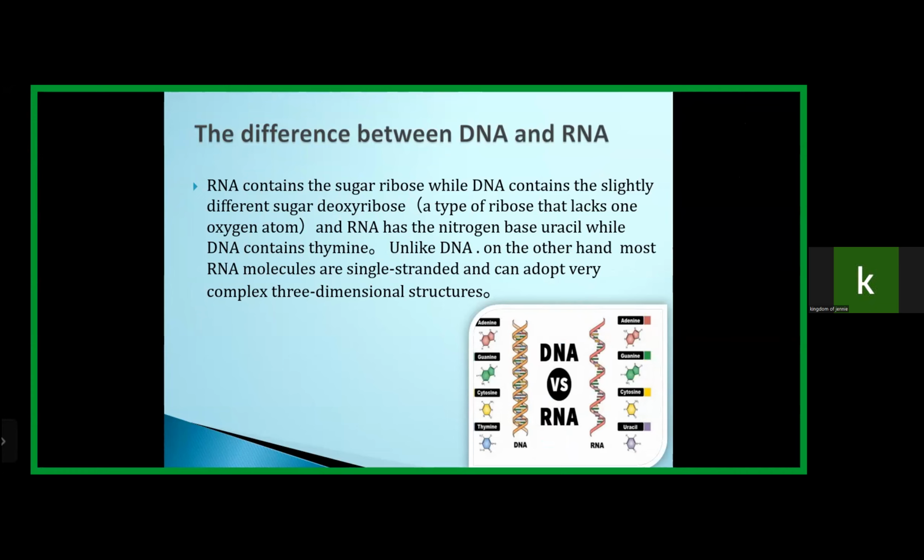The RNA contains the sugar ribose, while the DNA contains deoxyribose, because this is linked to one oxygen atom less. In RNA, the nitrogen base is uracil, while in DNA it is thymine. And also most RNA molecules are single stranded and can adopt a very complex 3-dimensional structure, while DNA always forms a double helix.